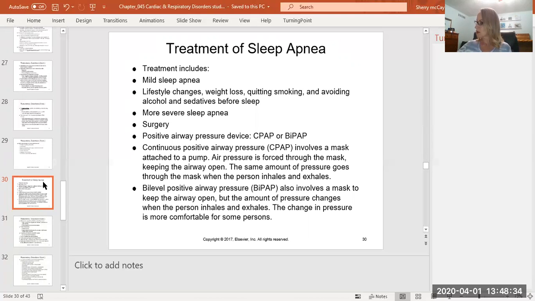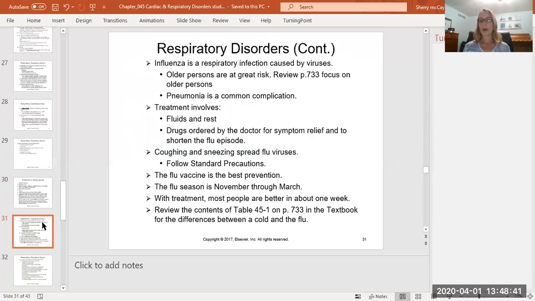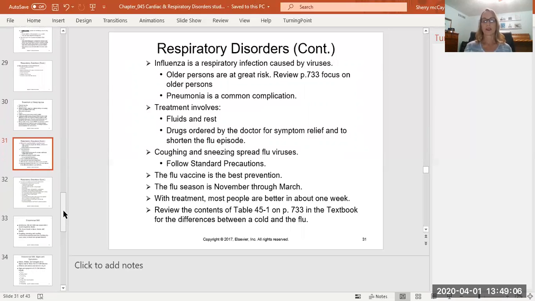Okay, here's a question for you. Which is the least likely to help the person with sleep apnea? Weight loss, quit smoking, avoid alcohol before sleep, or sleeping on the back? Which is the least likely to help? The answer to that one is sleeping on the back. So sleeping on your back, if you have sleep apnea, is going to make the symptoms worse. Many have to actually elevate the head of the bed a little, okay?